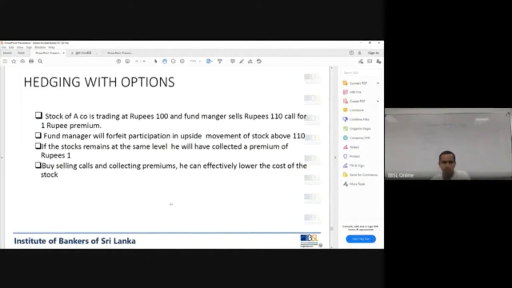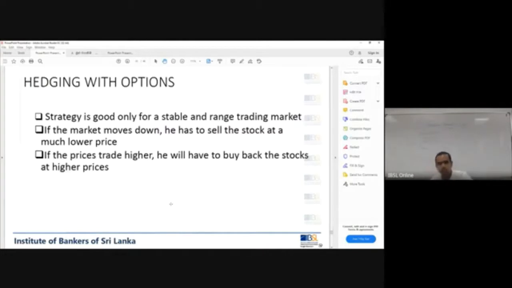If the stock remains at the same level, he will collect the premium of 1 rupee. By selling calls and earning the premiums, he can effectively lower the cost of the stock. So effectively, he has reduced the cost of the stock from 100 by 1 rupee to 99. The strategy is good only for a stable, range-trading market.